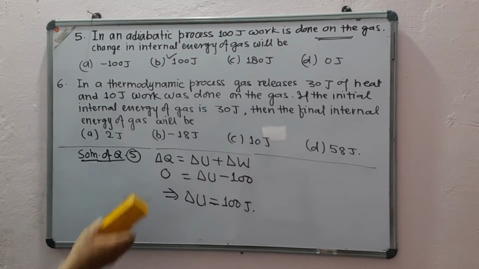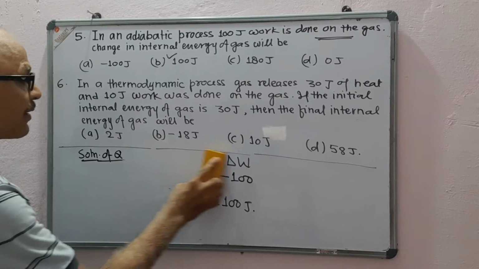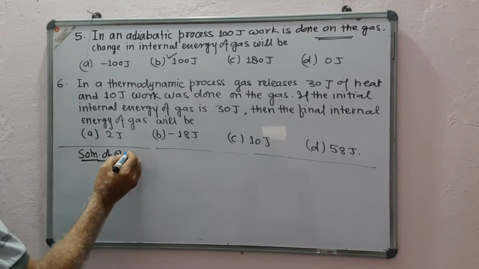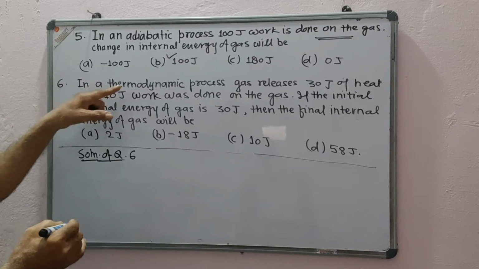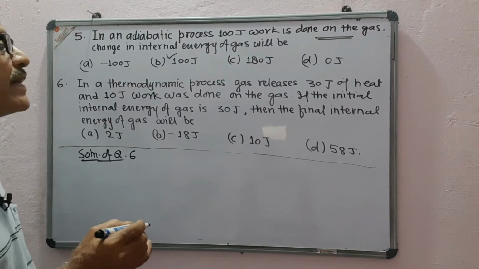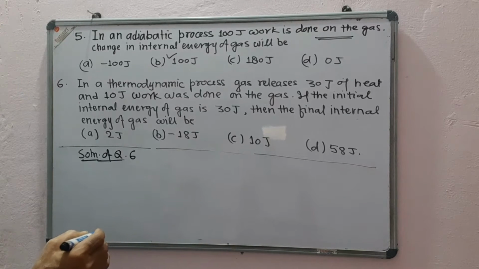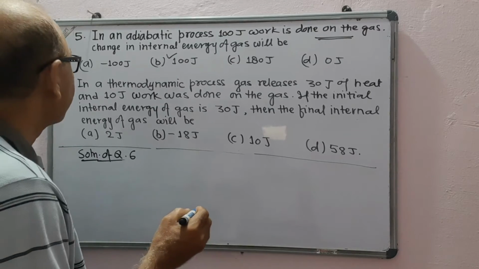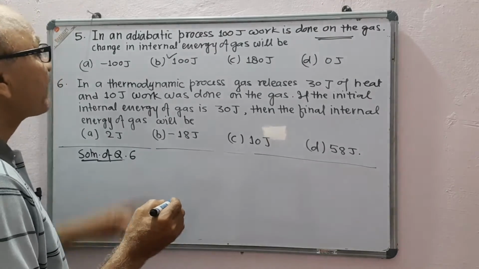Next, question number 6. In a thermodynamic process, gas releases 30 joule of heat and 10 joule work was done on the gas. If the initial internal energy of gas is 30 joule, then the final internal energy of gas will be.